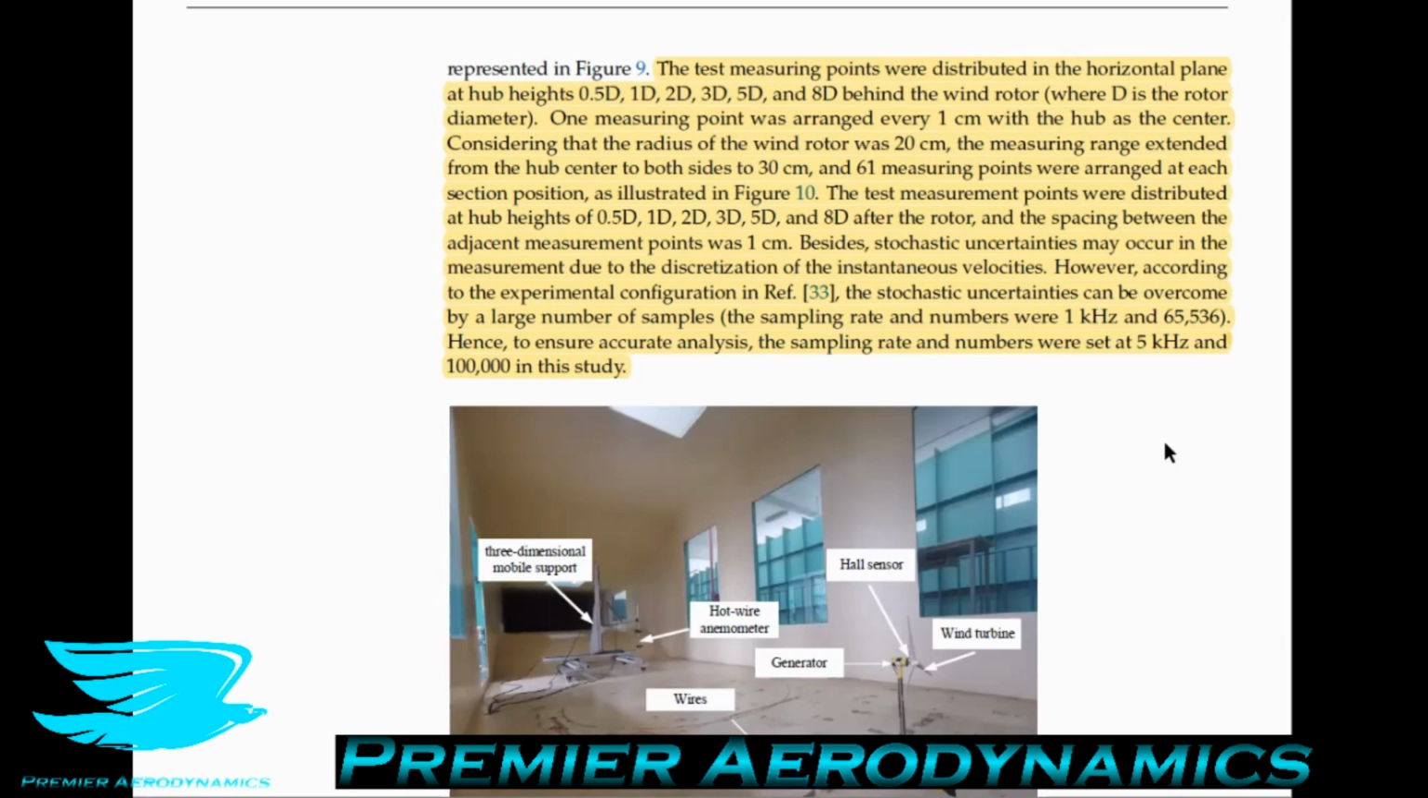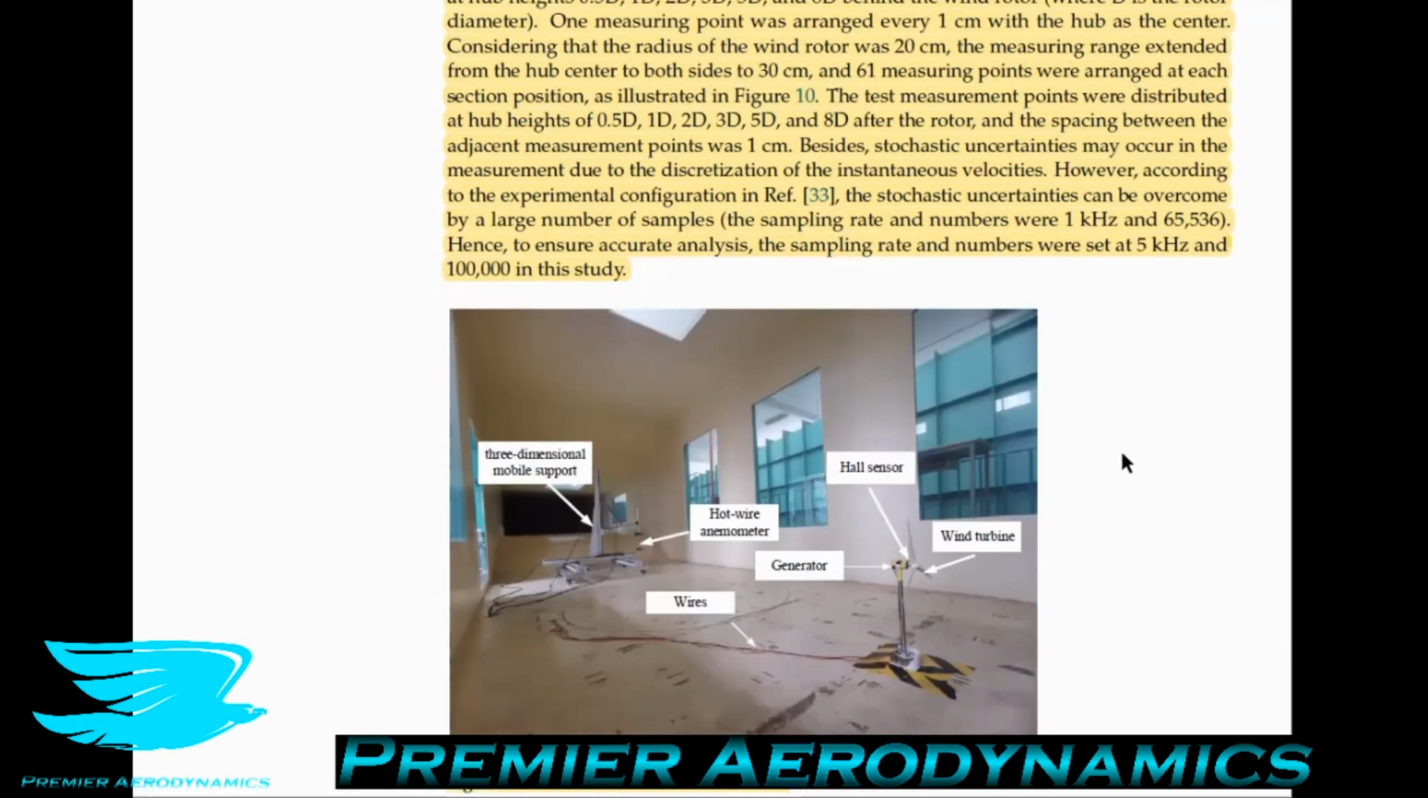So besides, stochastic uncertainties may occur in the measurements due to the discretization of the instantaneous velocity. In other words, if you take a measurement at a certain point, if you have an unsteady phenomenon, then you're only going to be getting what's happening at that flow at that point in time. So you want to keep your probe there and take many measurements and then average them out to get an understanding of what generally was happening over time, and that gets rid of potential errors.